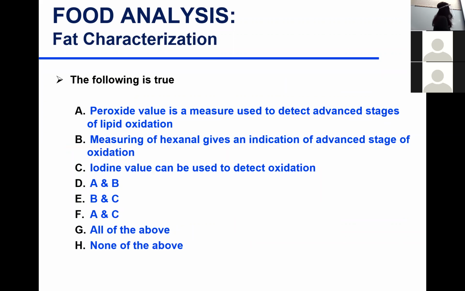All right, let's see what you know or not know. Peroxide value is a measure used to detect advanced stages of lipid oxidation. So I don't know where you are with food chemistry. Have you covered fat, those of you that are in food chemistry? Yeah.